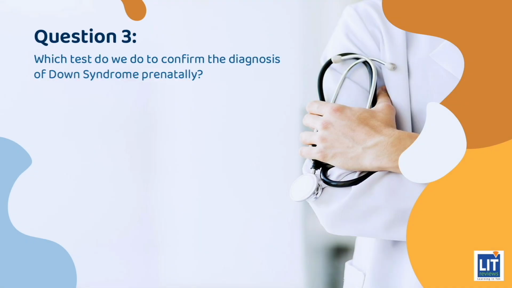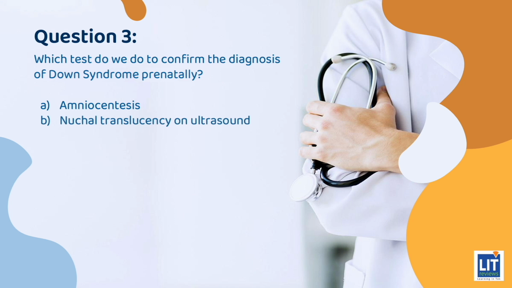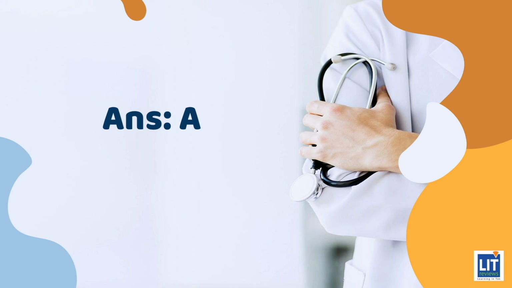Question 3. Which test do we do to confirm the diagnosis of Down syndrome prenatally? A. Amniocentesis. B. Nuchal translucency on ultrasound. C. Quad screen. Or D. Cannot be confirmed till postnatally. The answer is A.